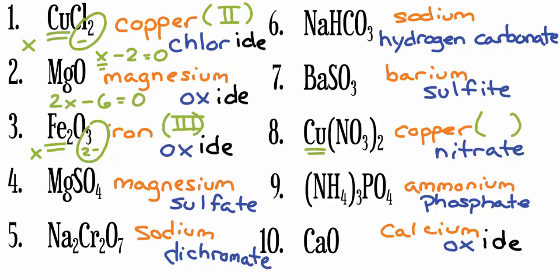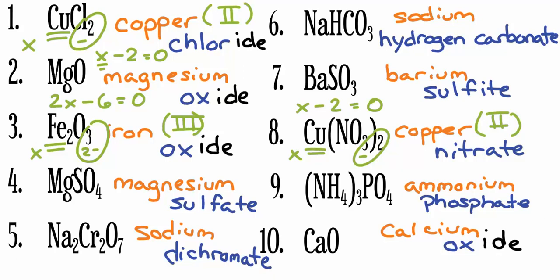With the copper nitrate, again, we're going to end up with copper 2. This is because nitrate, like the chlorine, has a -1 charge, and we have 2 of them. So 2 times -1 is -2. I'll need a +2 to counteract that. Since I only have 1 copper, that 1 copper must have a +2 charge.